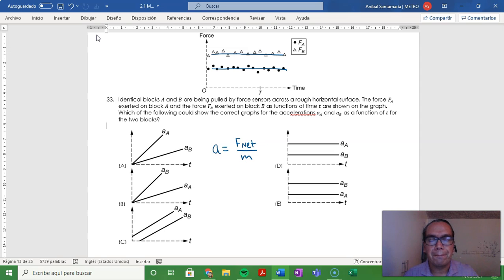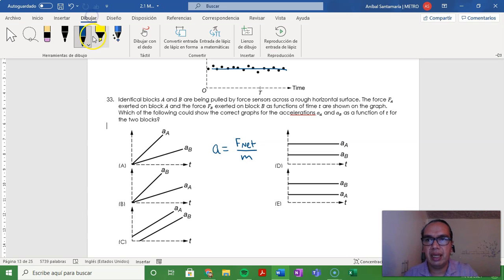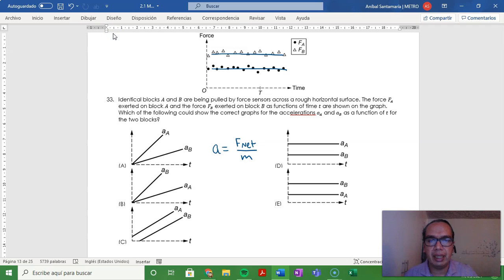Now, Fa is significantly lower than Fb, which means that AA has to be significantly lower than AB, and that is option E, constant accelerations with acceleration for block A lower than acceleration for block B.